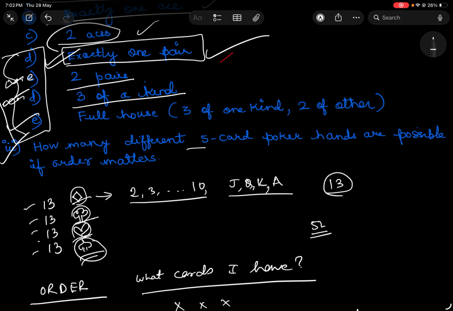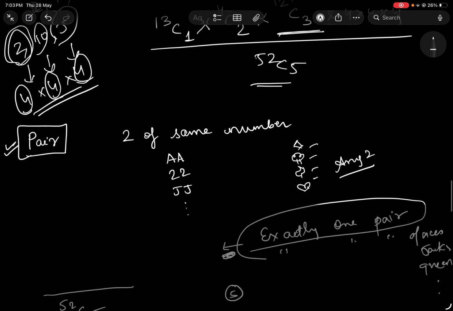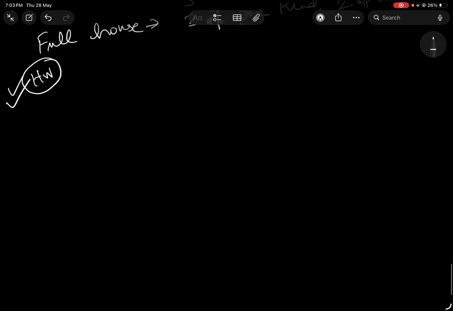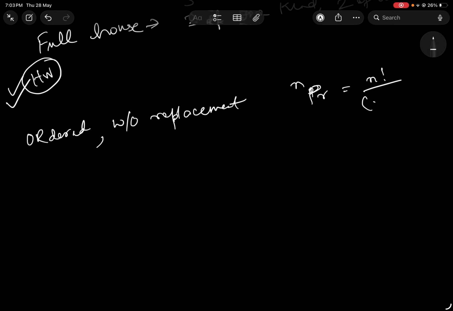Now, how many different 5-card poker hands are possible if the order mattered? So if the order mattered, now till now we have been dealing with order does not matter. So this will be an ordered without replacement case. And this also we have seen. For this we have this common notation nPr, which is n factorial by n minus r factorial. So 52P5 would be our denominator in that case, because now the order also matters.